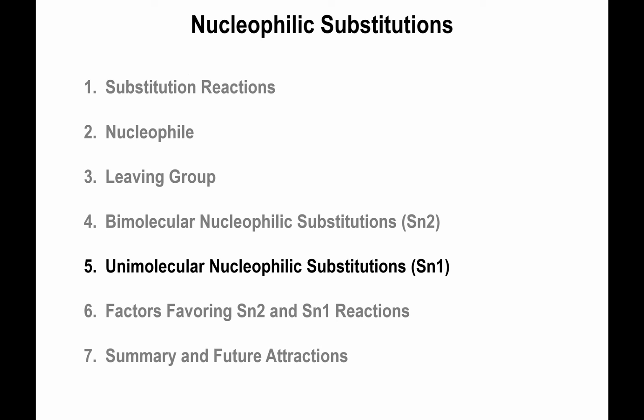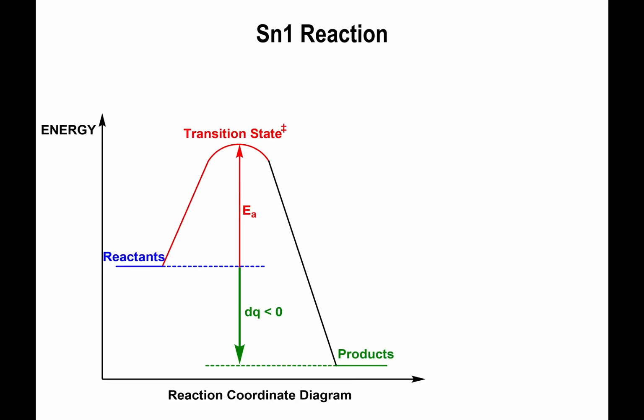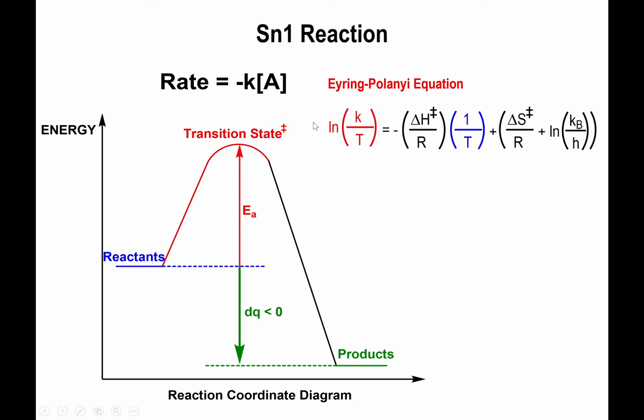All right, let's see what happens with a unimolecular nucleophilic substitution. In a unimolecular nucleophilic substitution known as Sn1, only one out of the 2 reactants is involved in the rate law of the reaction. And not only that, but the delta S double dagger term is positive. And what this means is that the changing entropy is increasing. And if the entropy is increasing, you are getting a more disordered state from what you started with.